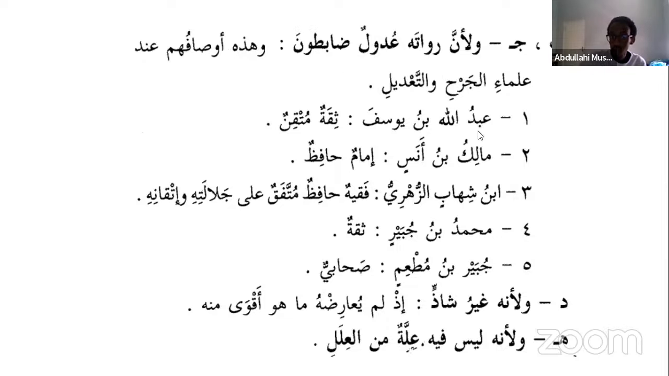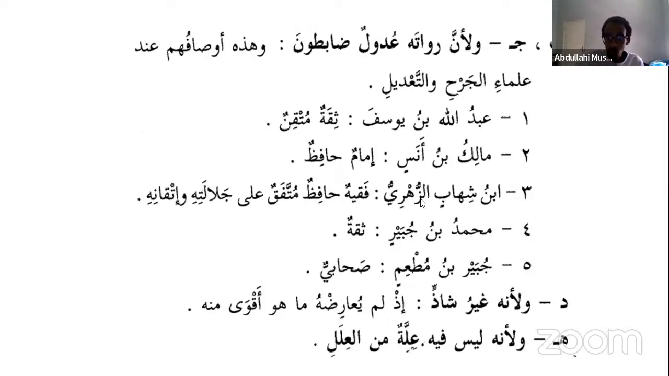of those narrators. Abdullah bin Yusuf was described as a thiqatun mutqimun, a reliable narrator and someone who was meticulous in his narration. Malik ibn Anas, who is Imam Malik, one of the founders of the four schools of Islamic law, one of the four madhahib. Imam Malik, this is him, Malik ibn Anas. He is described as an imam and a hafidh. And hafidh means someone who has memorized at minimum 100,000 ahadith with the chains of transmission.